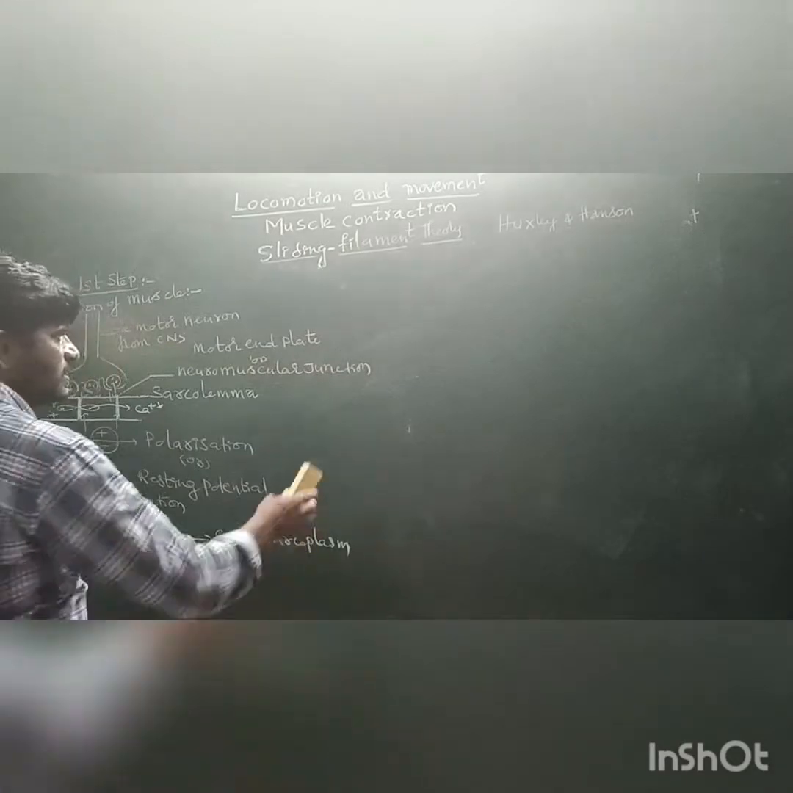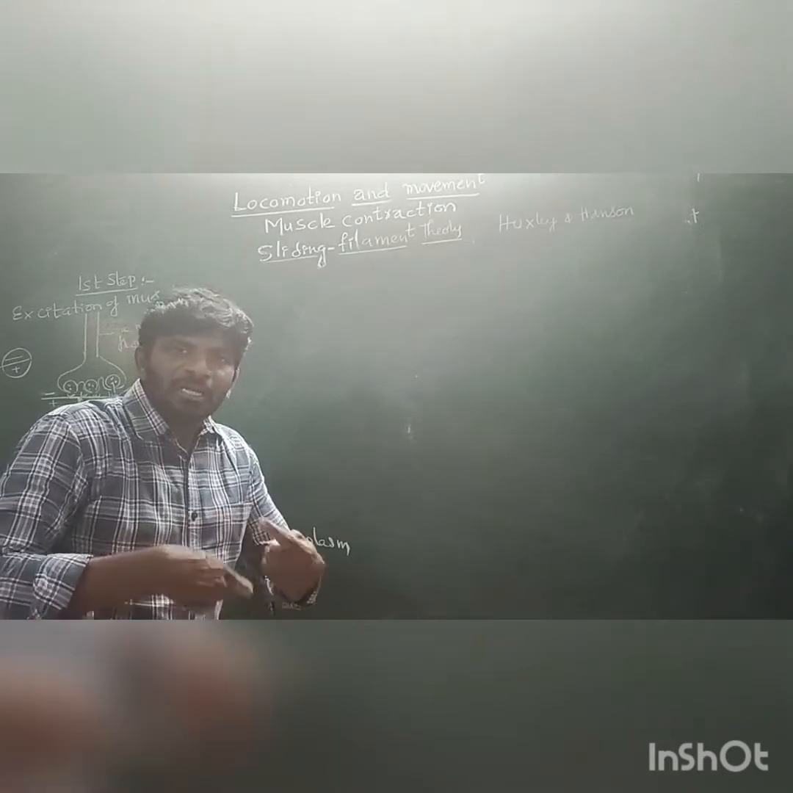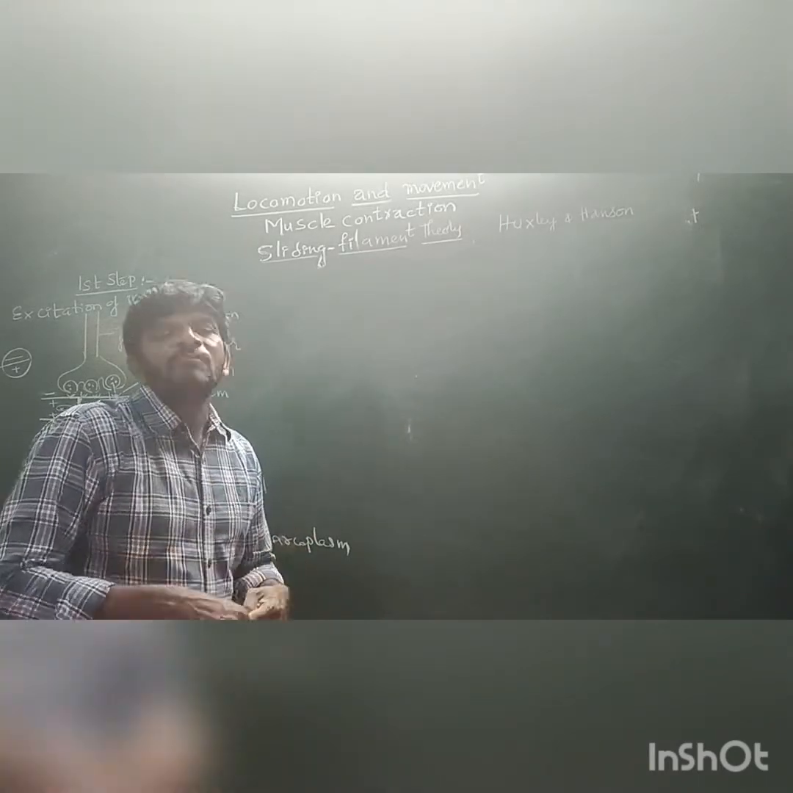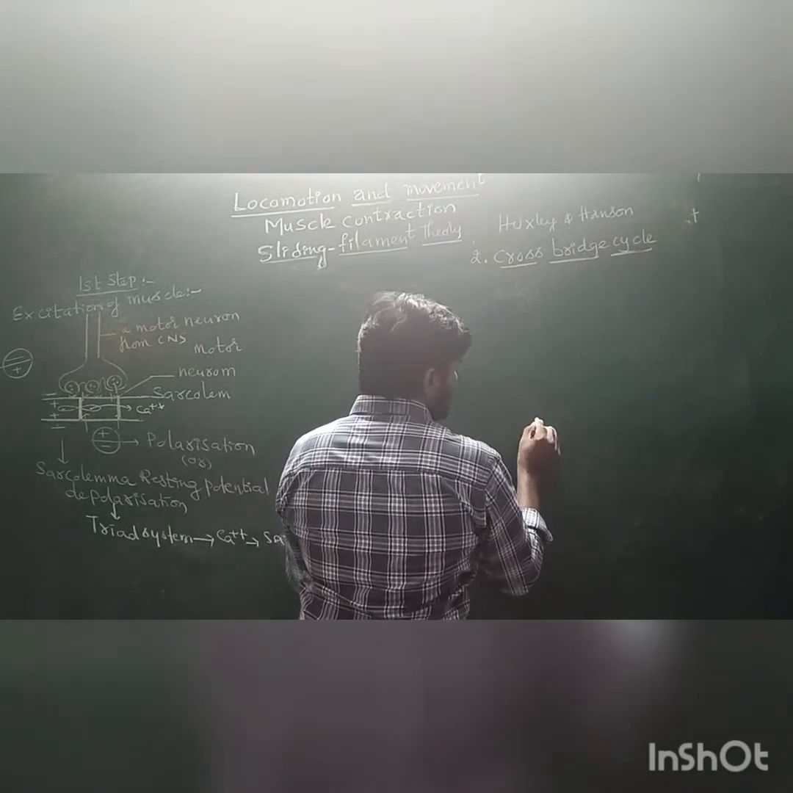The next event is the cross-bridge cycle in the muscle contraction. What is the meaning of the cross-bridge cycle? The cross-bridge cycle is nothing but some cyclical events which are repeated again and again for the muscle contraction. The second step is the cross-bridge cycle. In the cross-bridge cycle, the first step is the formation of the cross-bridge. So I write here the formation of cross-bridge.